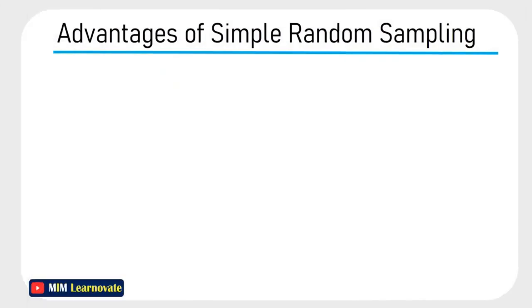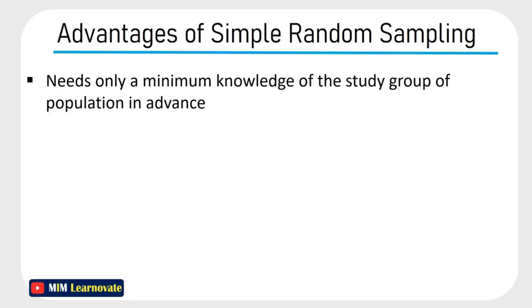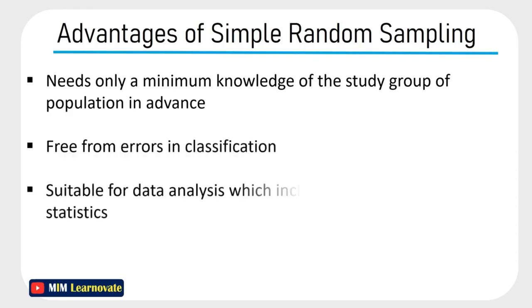Advantages of simple random sampling. One of the great advantages of simple random sampling method is that it needs only a minimum knowledge of the study group or population in advance. It is free from errors in classification. This is suitable for data analysis, which includes the use of inferential statistics.